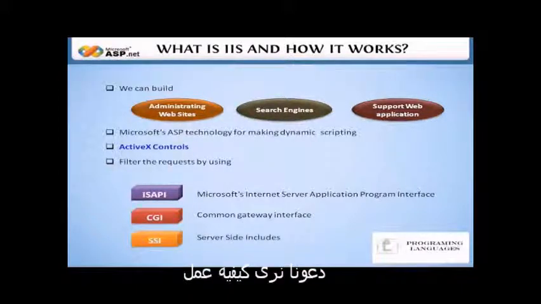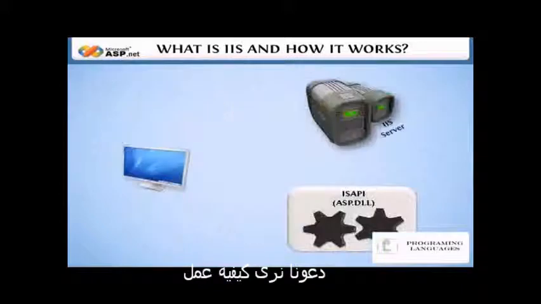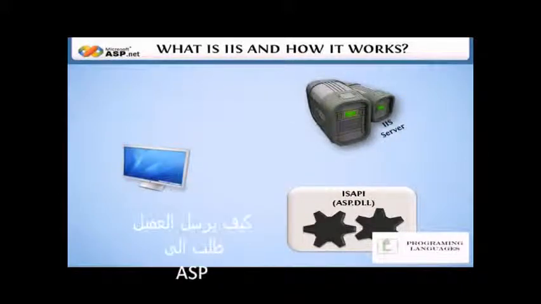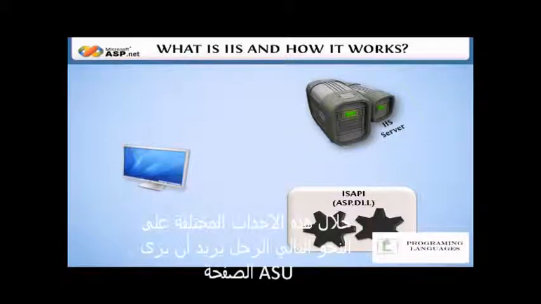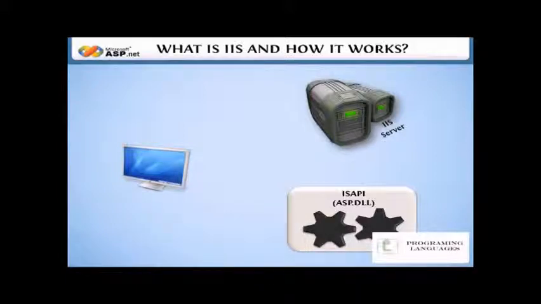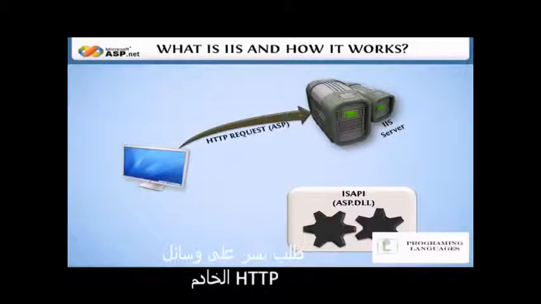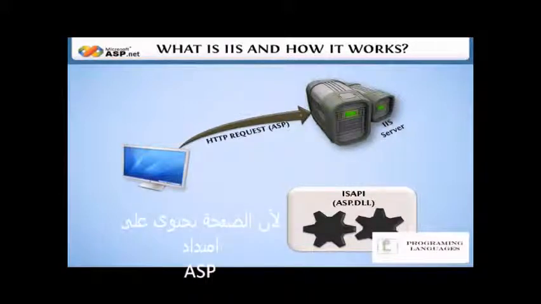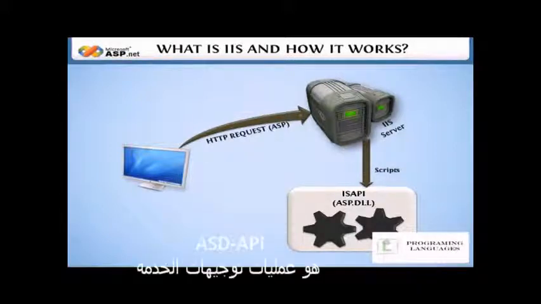Now let's see how IIS does its process. When a client browser sends a request to an ASP page, it triggers various events in the following manner. If the client wants to see the ASP page, then the request is posted to the web server by means of the HTTP request. Because the page has the .asp extension, IIS 5.0 considers it a script file and sends the file to the ISAPI extension for processing.